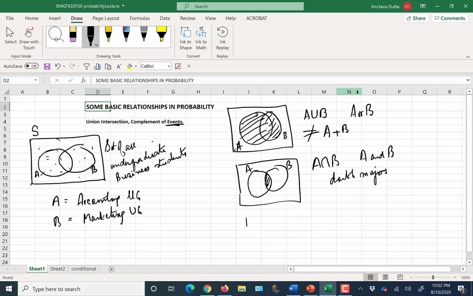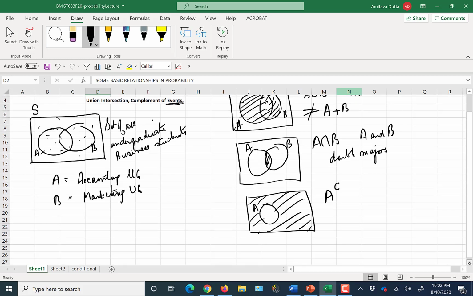Okay, and the last one that I will draw is, I'll just draw one event, in this case A, and I'll mark everything outside of A. Do you see? And that's called the complement A^C, complement of A. In words, complement of A would be all students who are not accounting students. Notice that this includes marketing, it includes a whole bunch of other majors perhaps, but these are all the students who are not accounting students. So this is what we mean by the union, intersection, and complement.